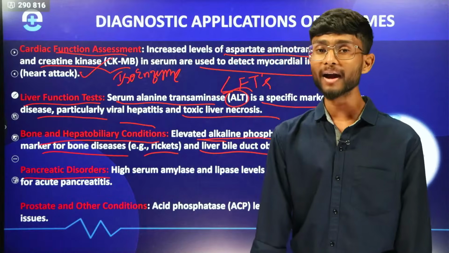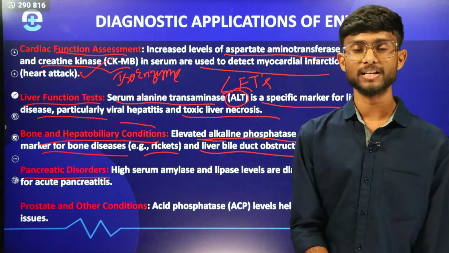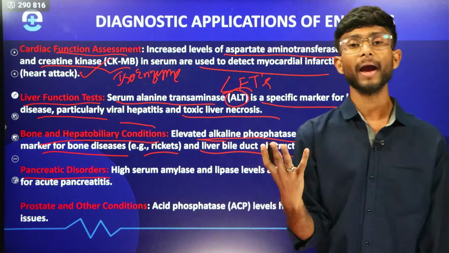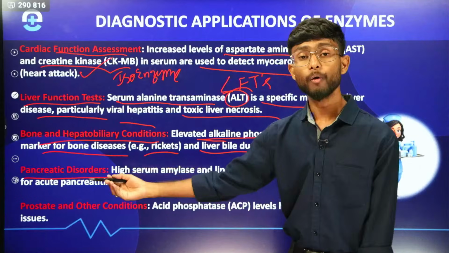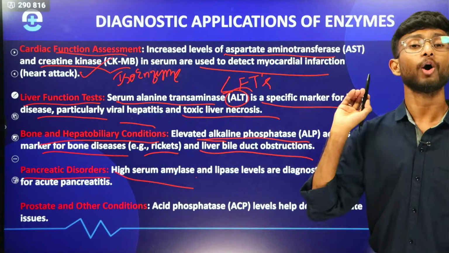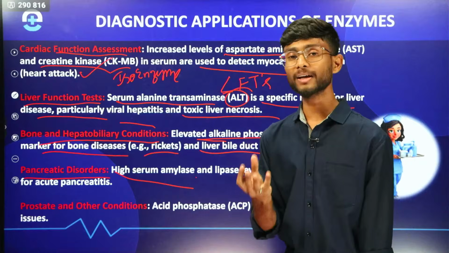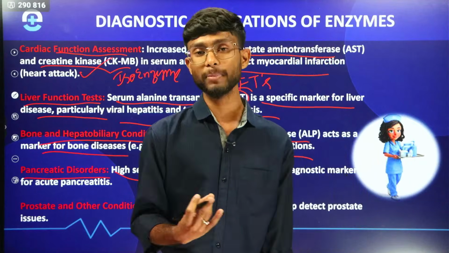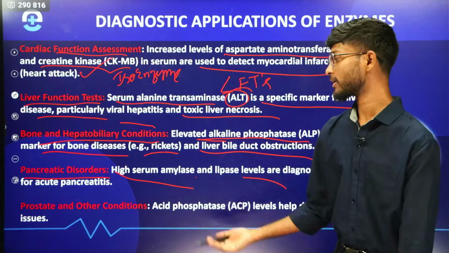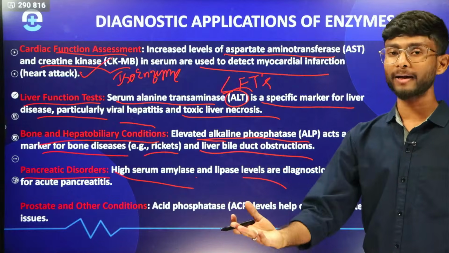And next is pancreatic disorders. What do you mean by pancreatic disorders? It is destruction of the pancreas, where it loses the ability to produce some enzymes. That is how you check, by high serum lipase and also amylase. If you check the levels of the amylase and lipase enzymes, you can detect pancreatic disorders, both acute pancreatitis and chronic pancreatitis.